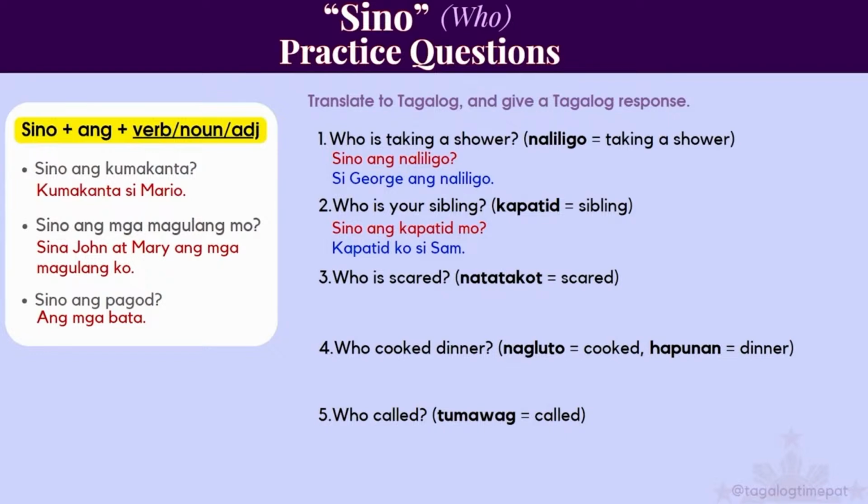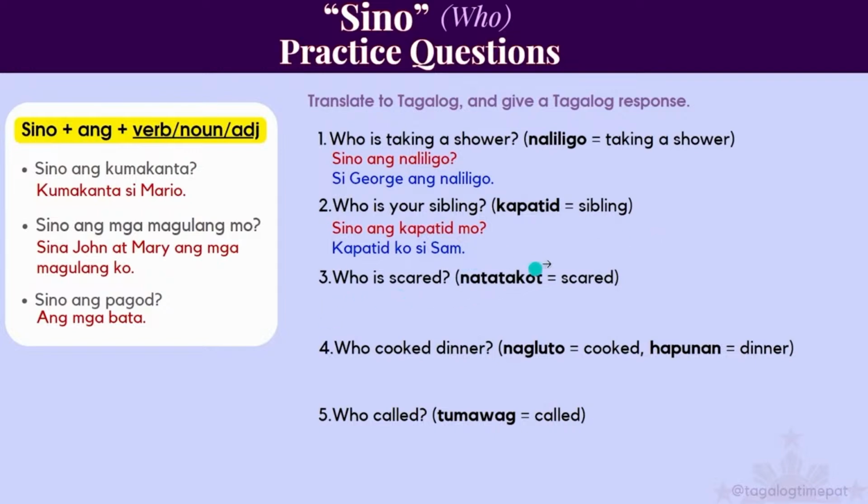Remember, there are different ways to respond. Number 1, we said, si George ang naliligo. It could have also been, naliligo si George. So again, you can look back at the different ways a response can be made. When in doubt, just say the shortest answer. So this one could have been, si Sam. Sino ang kapatid mo? Si Sam.